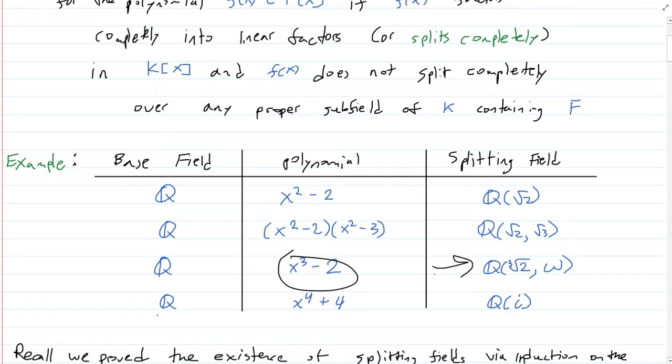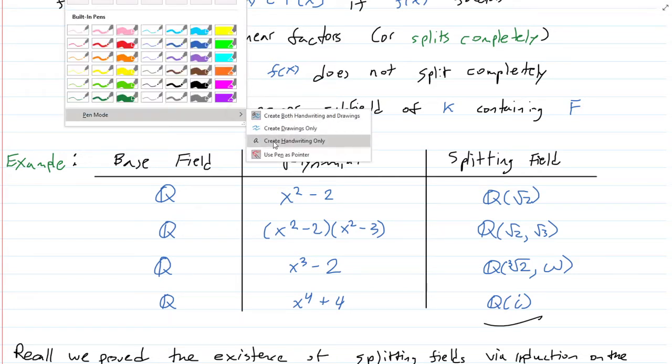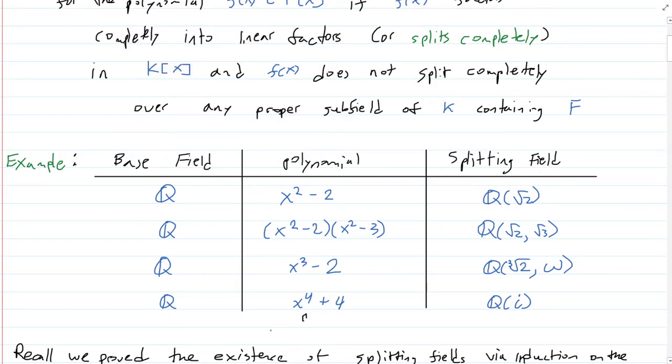Okay. And the fourth example is the base field is Q, and the polynomial is x to the fourth plus 4. Here the splitting field is Q adjoin i, because you can write this as x minus what?